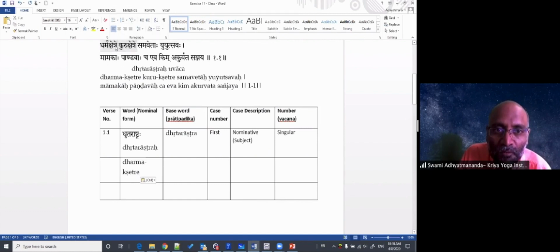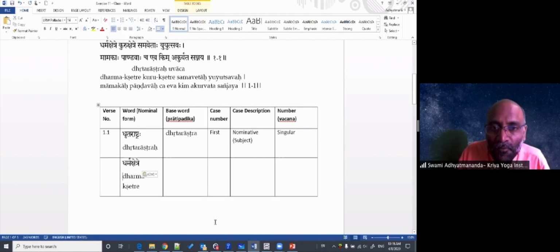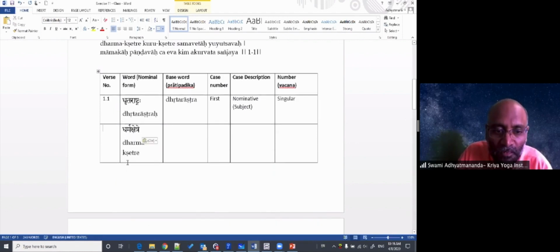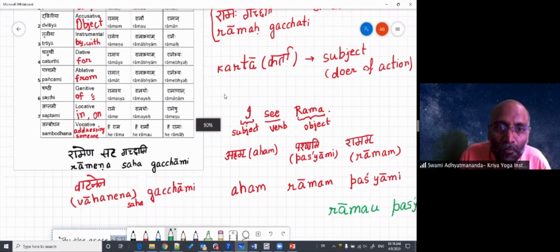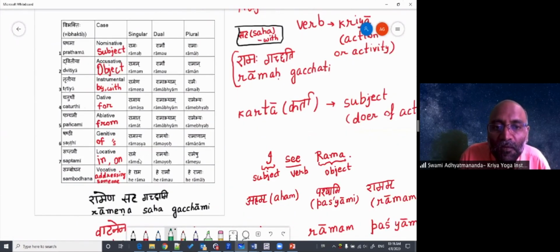So this is, can you guess what this word would be, dharma kshetre? So here I'll say verse number 1, dharma kshetre. And if I go back to my table, you see Rame, dharma kshetre. It is the 7th case singular.